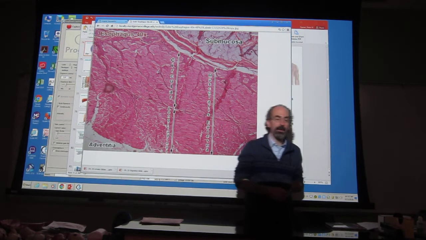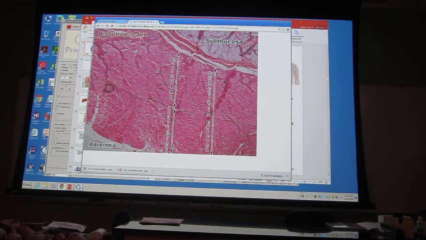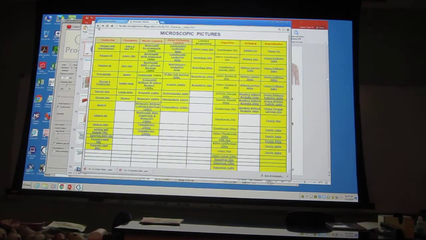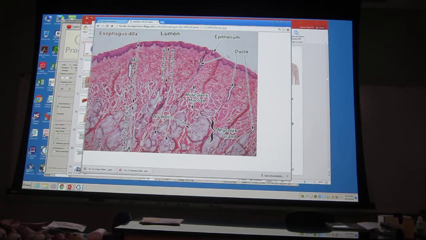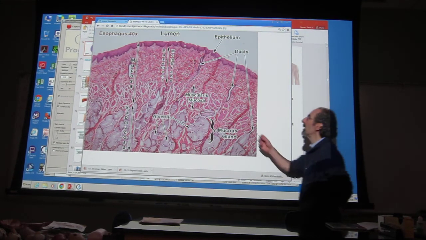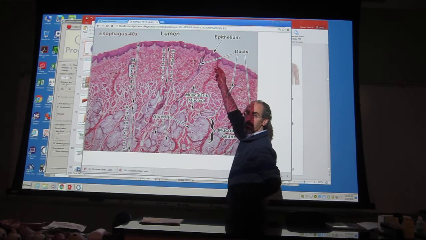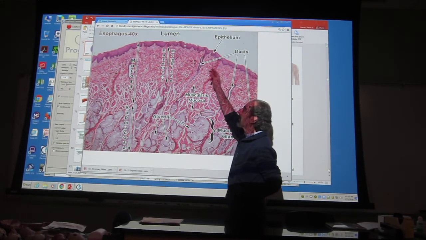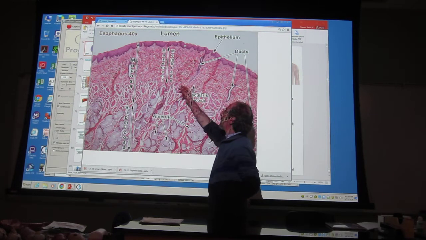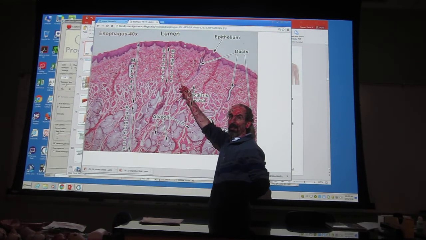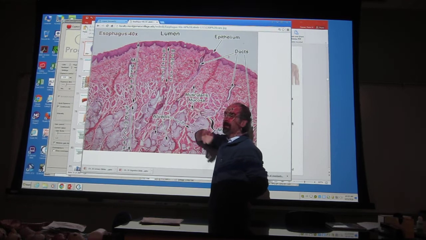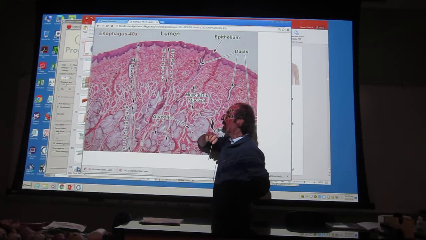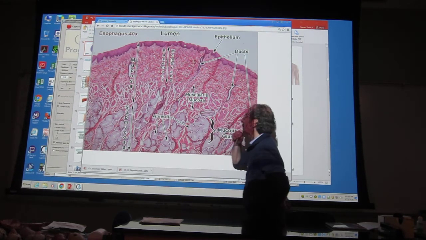Now let's go through the details of each of those four layers. In the mucosal layer, remember, the mucosal layer is divided into three regions. The epithelium, which in this case is stratified squamous. This layer of connective tissue, which some books call lamina propria, or proper layer. In this slide, he calls it your basement membrane. Some texts use this term as well.